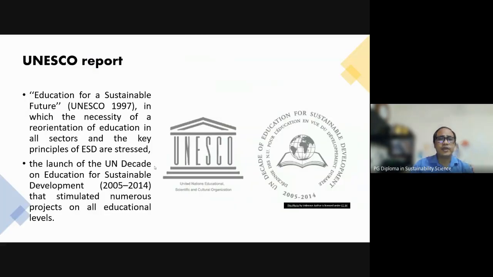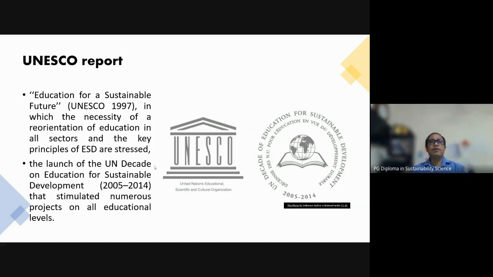So UNESCO started to prepare a report on how to achieve it, how to do it, and how to define education for sustainable development. Because when we talk about sustainable development, the mindset with us is that education for sustainable development is education for environment or environment education. In fact, it is not so.